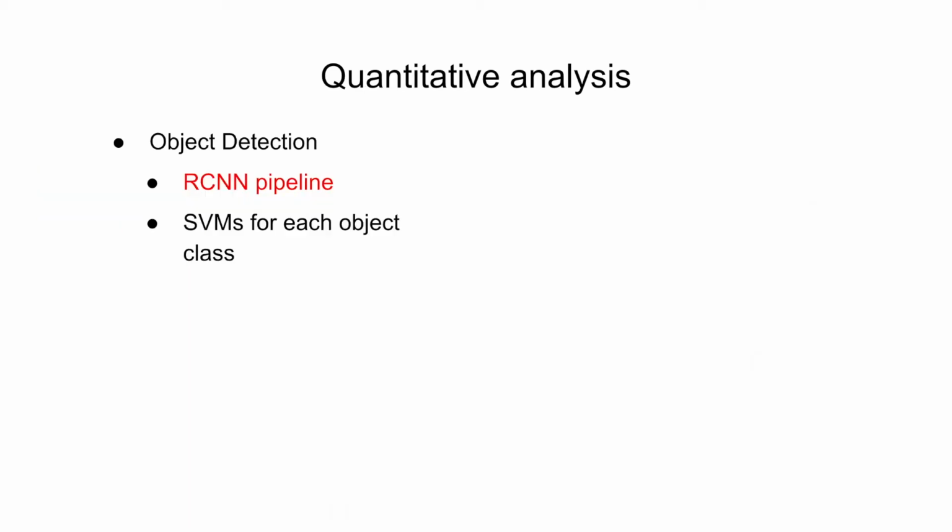As far as the quantitative experiments are concerned, the model was evaluated on two challenging tasks. For the object detection task, the RCNN pipeline was adopted, which borrowed the CNNs pre-trained on other datasets and fine-tuned on it with the VOC 2012 dataset. Afterwards, SVMs were trained on top of the extracted features for each object class.